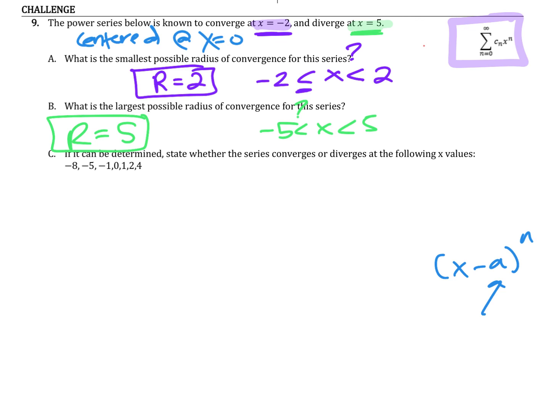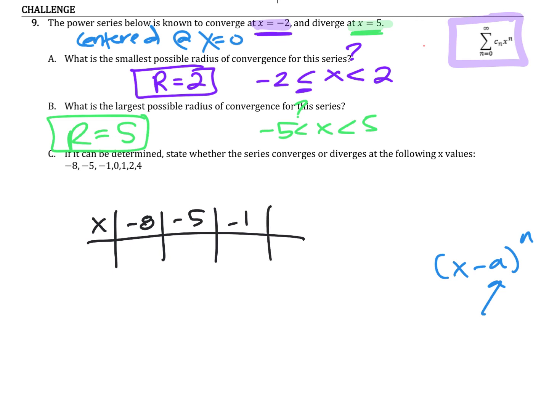This last question is going to ask us to look at a bunch of different values based on this given information. So -8, -5, -1, 1, 2, and 4. And we're going to be asked, does it converge or diverge, or do we not know? So based on what we just saw, if we know for sure that it diverges at +5, that means it can't go more than 5 away from the center, which automatically means that -8, which is more than 5 away from 0, is going to diverge at -8. It's not possible for it to converge there.